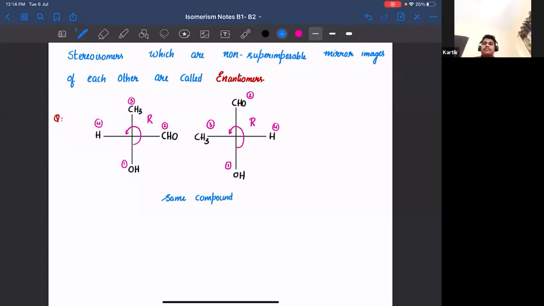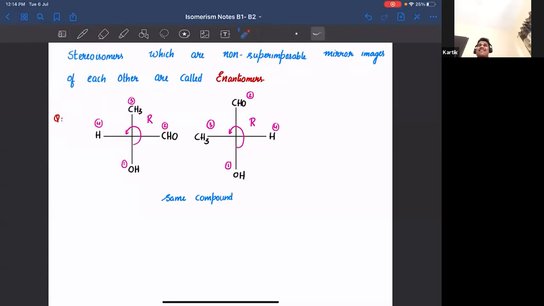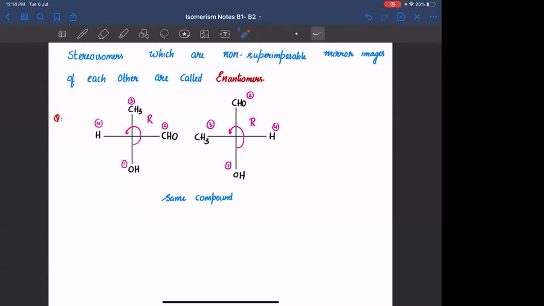Meso compound. No, it is not meso. These two are chiral only. This is not a meso compound. This is not that question. This is a different way of representation, representing the same molecule. Where are these two mirror images? They are not, right? They are the same thing. They are the same thing.